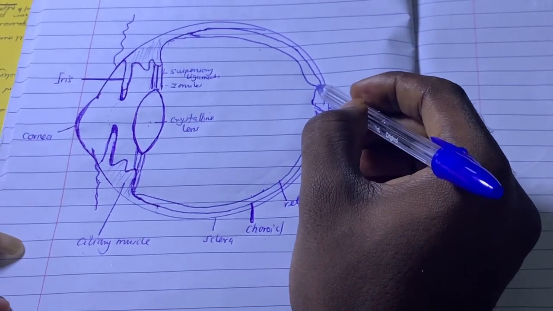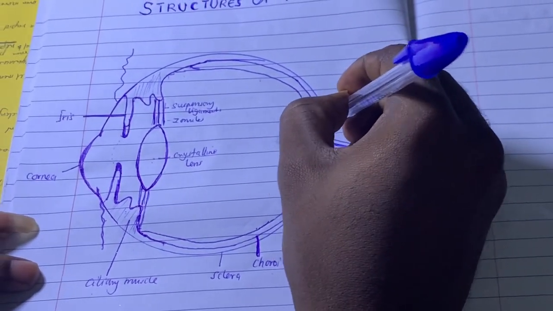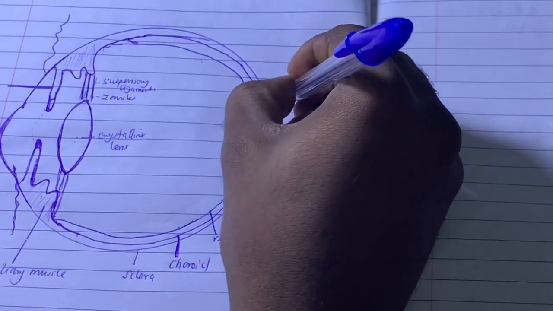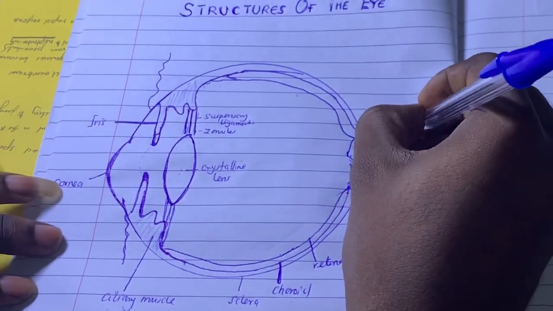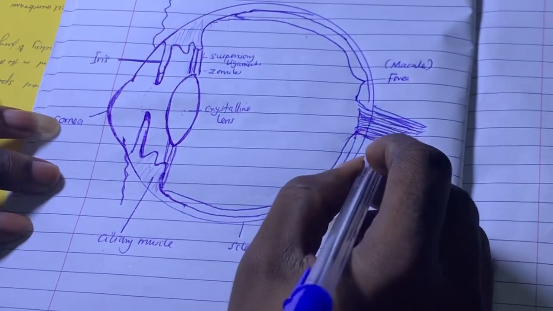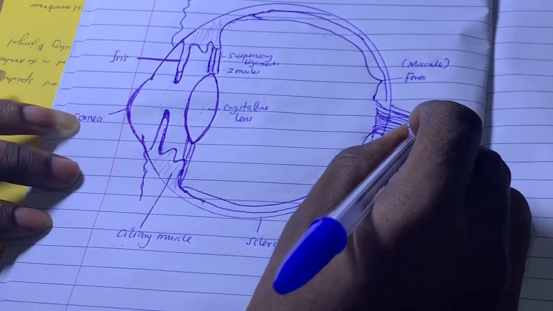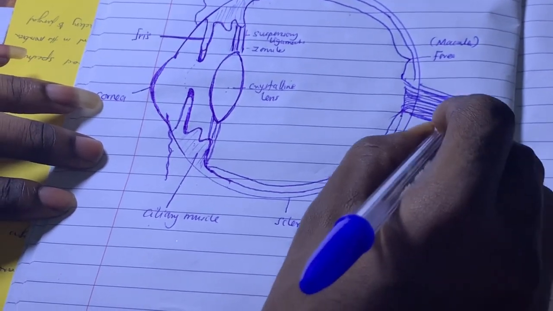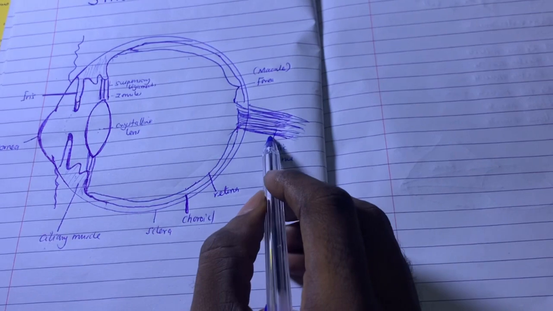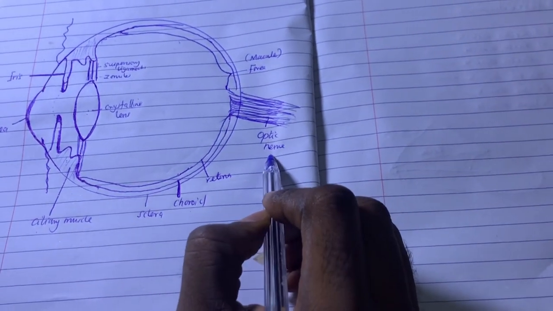Now this depression is called the fovea, or I can say the macula. The depression of the macula is called the fovea. Now I have this structure here going to the brain. There are nerves going to the brain, so that is the optic nerve.